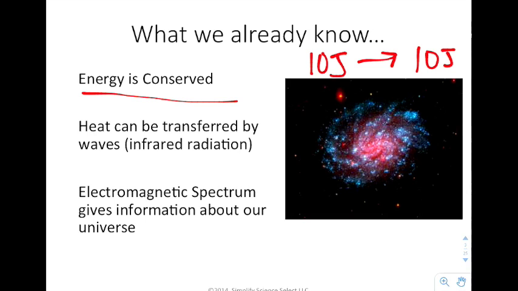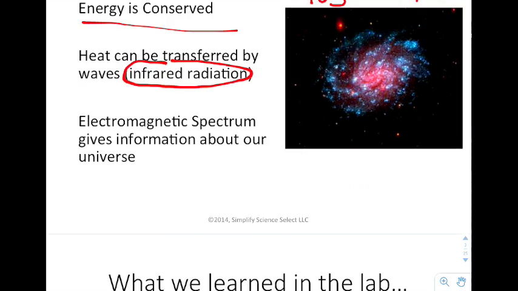We also know that heat can be transferred by waves, which we called infrared radiation. You've seen that before if you've ever seen one of those infrared lamps that actually keeps food hot under a restaurant whenever they're getting ready to take it out. You also know that the electromagnetic spectrum can give you information about our universe, and that's from middle school.